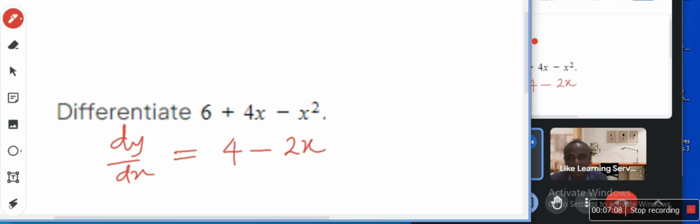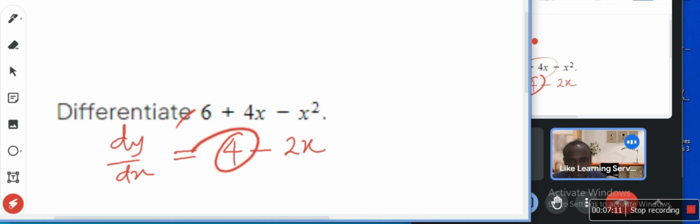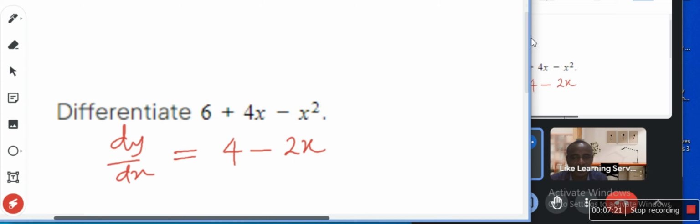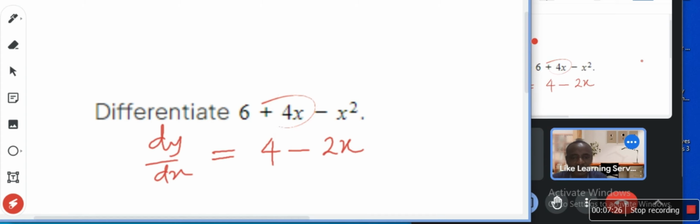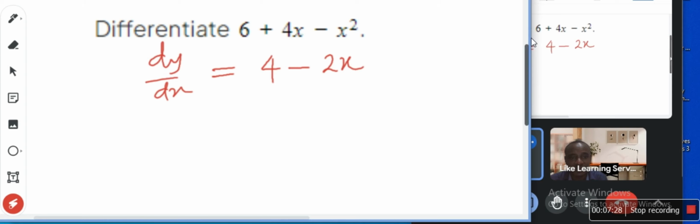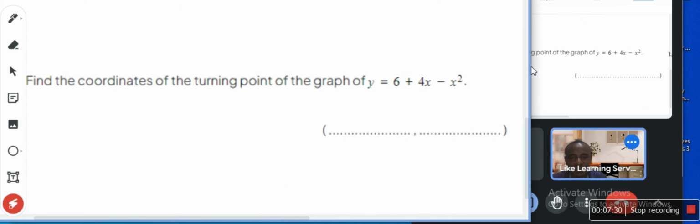Yes. Always start it the way it is. 4, then minus 2x, because this one will become just 4, then the 2 will come down, and then minus 1. You can actually say minus 2x plus 4, but it's neater to say 4 minus 2x. It's usually neater to write the positive term first.